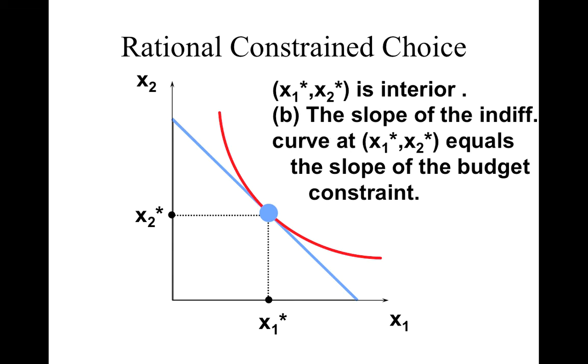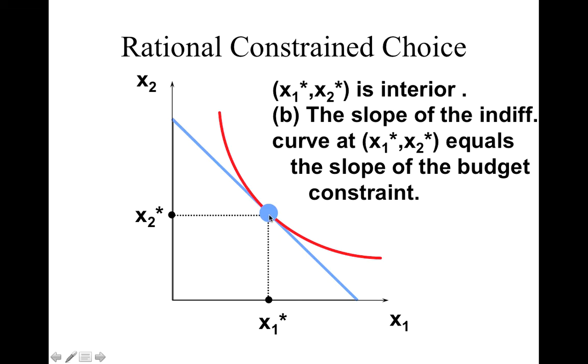What else can we say in terms of characterizing the optimal choice? Notice that the blue point here, or the bundle represented by the blue point, is common to both the budget constraint and the indifference curve. Also, the budget constraint touches the indifference curve exactly at this point and does not touch the indifference curve at all at any other points. So we call the budget constraint tangent to the indifference curve.